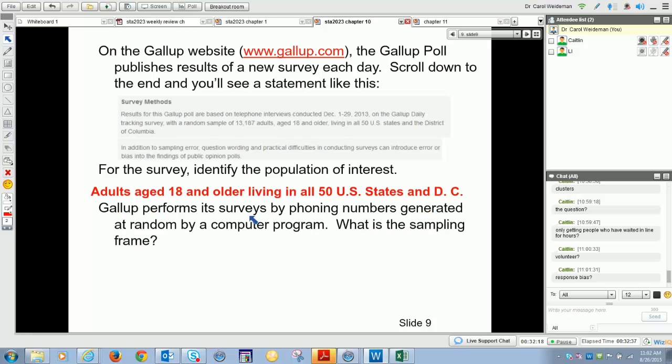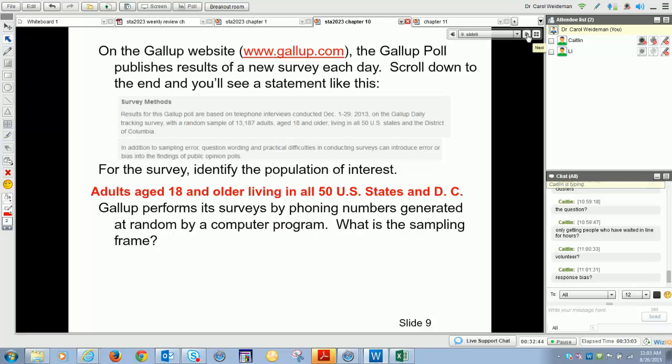Gallup performs its surveys by phoning numbers generated at random by a computer program. What's the sampling frame? What are they drawing the telephone numbers from? Remember, the sampling frame is the thing from which we draw the sample. And it does say here, I didn't put that up here, but that's how they do these polls, telephone interviews. But they usually do random, what we call random digit dialing.